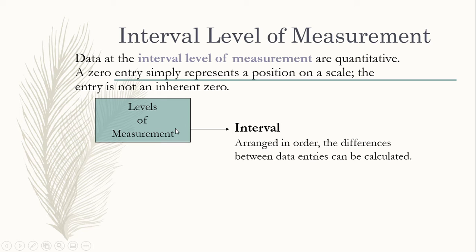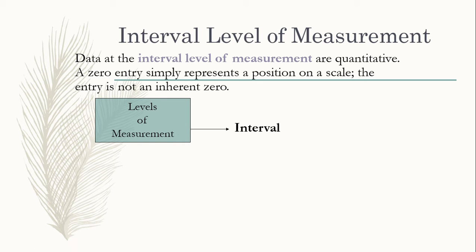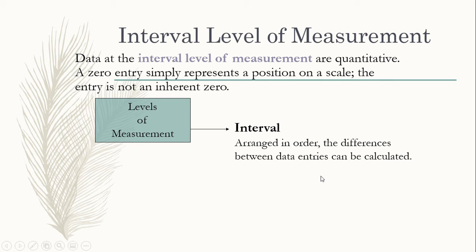Another way of analyzing data. Data at the interval level of measurement are quantitative. So interval level, which is the third level, is actually of quantitative nature. Zero entry simply represents a position on a scale. The entry is not an inherent zero. So in the interval, arrangement in order, the difference between the data entries can be calculated. So you are now looking for the difference between the data, and that gives you the interval.